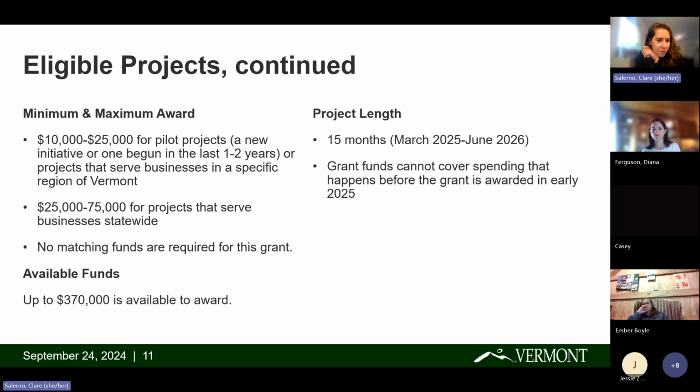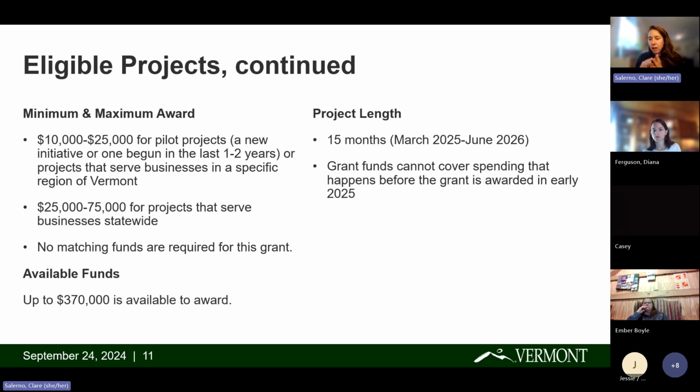So just more nuts and bolts on the eligible projects. The minimum and maximum award, there's two tiers that you can apply at, and this is a new structure for us. So if you have questions, please don't hesitate to reach out about it. But generally, we're steering anyone that has a pilot project, so something that's brand new, or is an initiative that you started in the last 1 to 2 years and you're looking for funding for, or if it's a project that's focused specifically on a certain region.